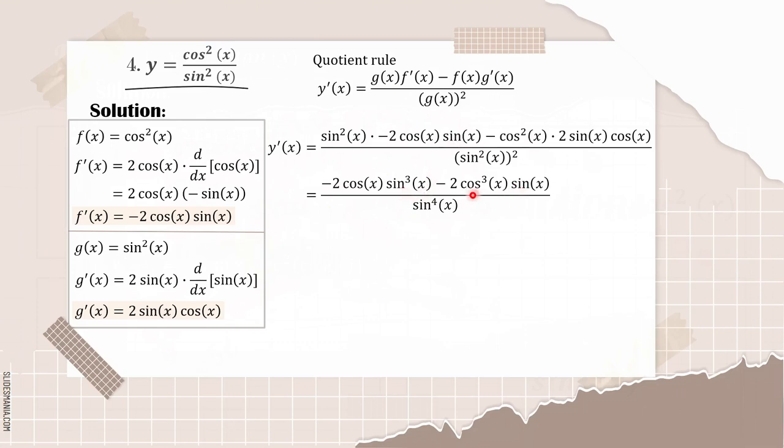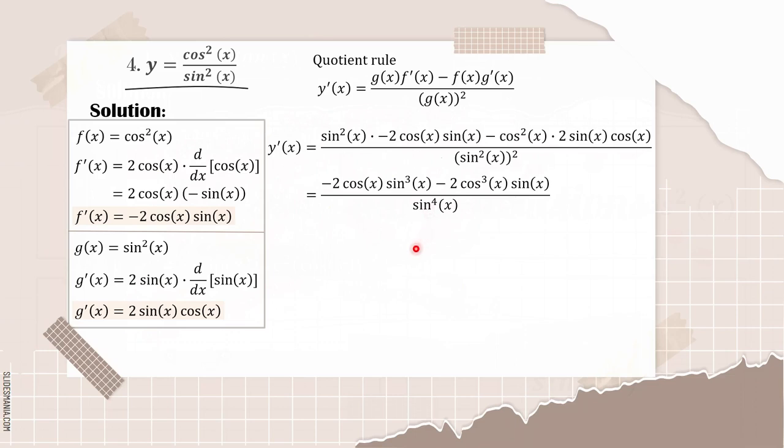And for the cosine cube of x, we just simply multiply cosine squared of x with cosine of x, and its exponent is 2 plus 1 is equal to 3. That's why it's cosine cube of x. And for our denominator, it became sine raised to 4 of x. It is because of the power property of exponents, where we multiply this exponent with this exponent, and 2 times 2 is equal to 4. That's why it's sine raised to 4 of x.